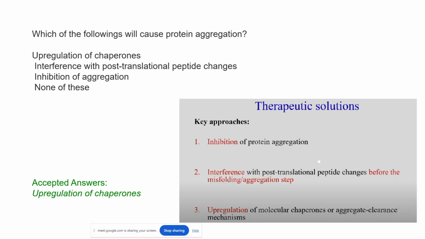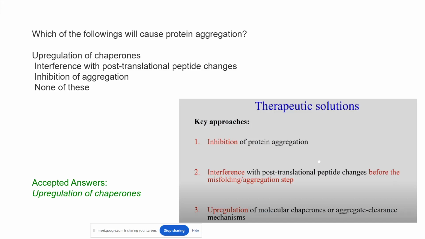And this was the next question. Which of the following will cause protein aggregation? The options were upregulation of chaperones, interference with post-translational peptide changes, inhibition of aggregation, none of these.